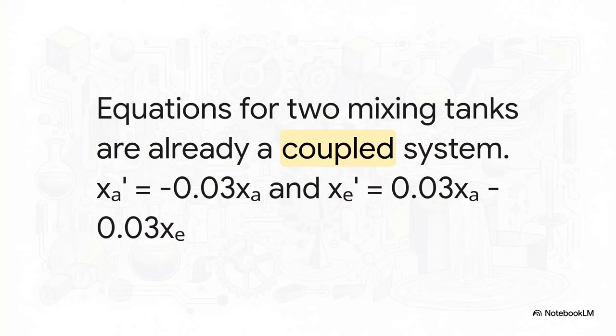Now this is interesting. Sometimes a problem is handed to you already in a near-perfect format. Here we've got a system that describes the salt concentration in two connecting mixing tanks. It's called a coupled system, which is just a fancy way of saying the equations are linked. You can see right there that the change in the second tank, x sub e, depends on what's happening in the first tank, x sub a.